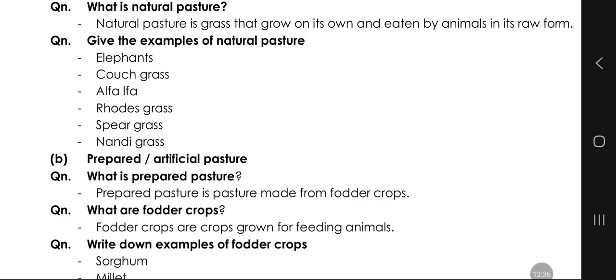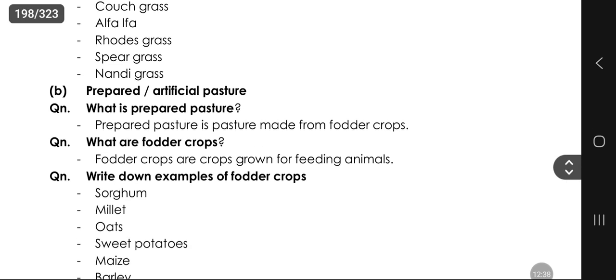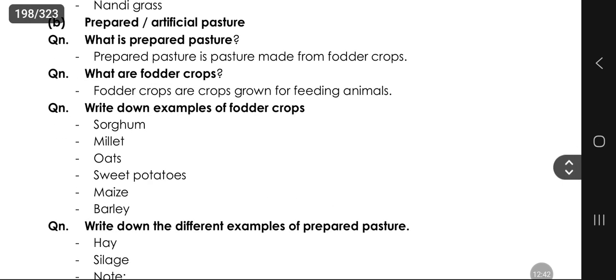Okay? Examples of the fodder crops would be sorghum, millet, oats, sweet potatoes, maize, barley. All those ones, they are fodder crops. So we use those, the maize, the sorghum, the millet, the oats, sweet potatoes, barley, to prepare what we call the prepared pasture or artificial pasture.